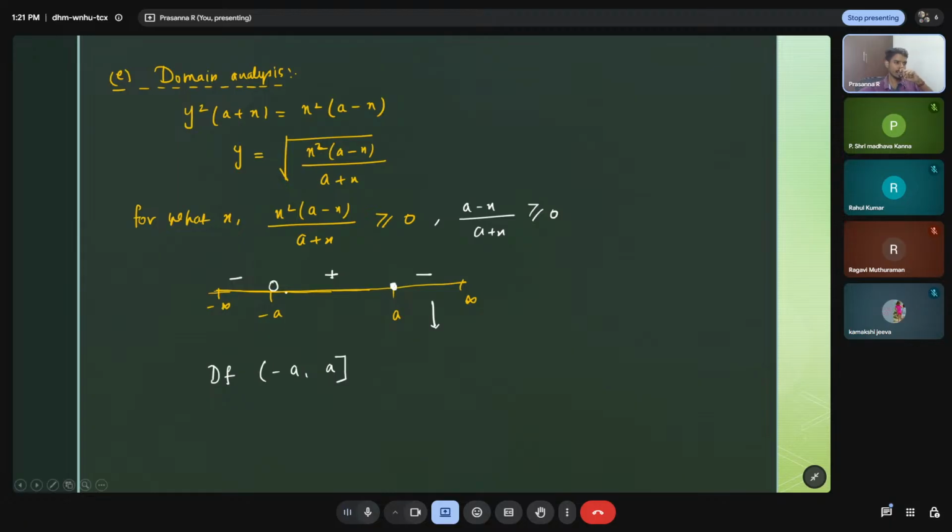I think you are getting domain analysis, right? Very simple actually. I am finding for what input this thing is greater than or equal to 0. If you take any point to the right of a, let us assume a is positive, let us take a plus 1. Then a minus a plus 1: a is smaller, a plus 1 is bigger, so a minus a plus 1 will be negative. So negative by positive is negative.